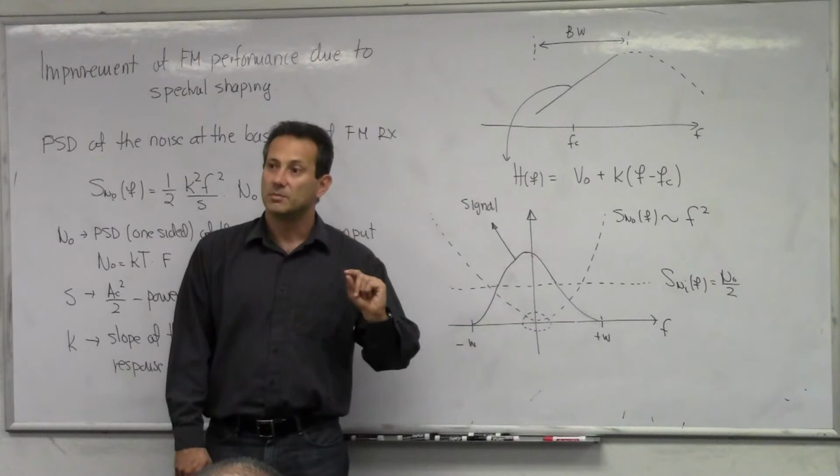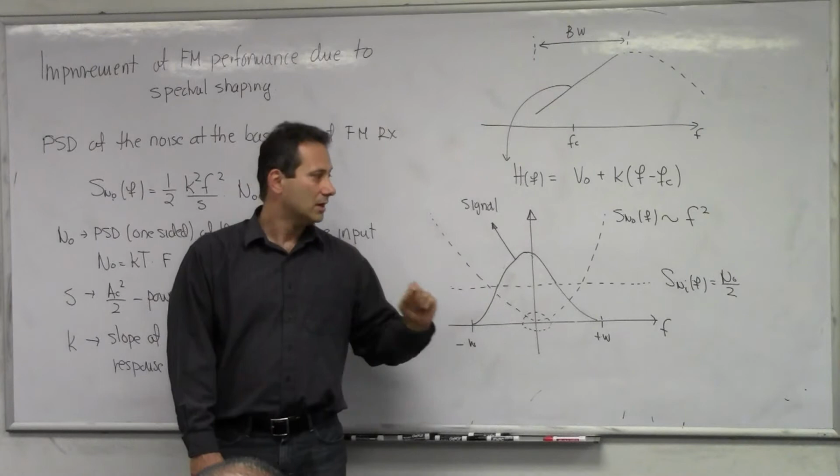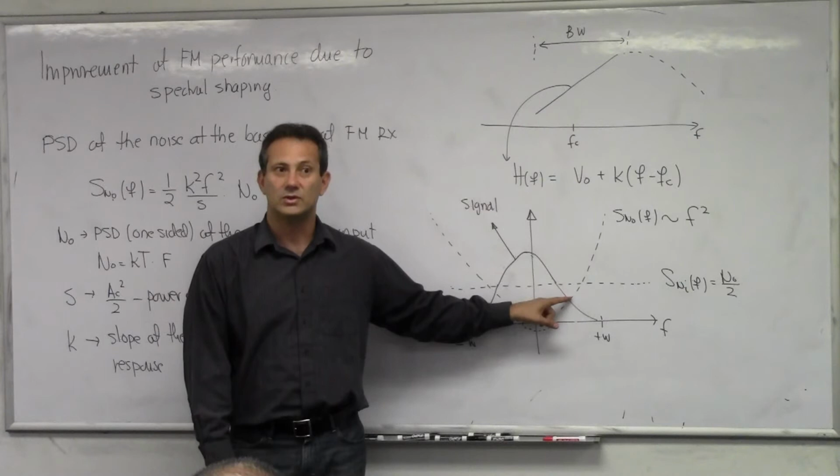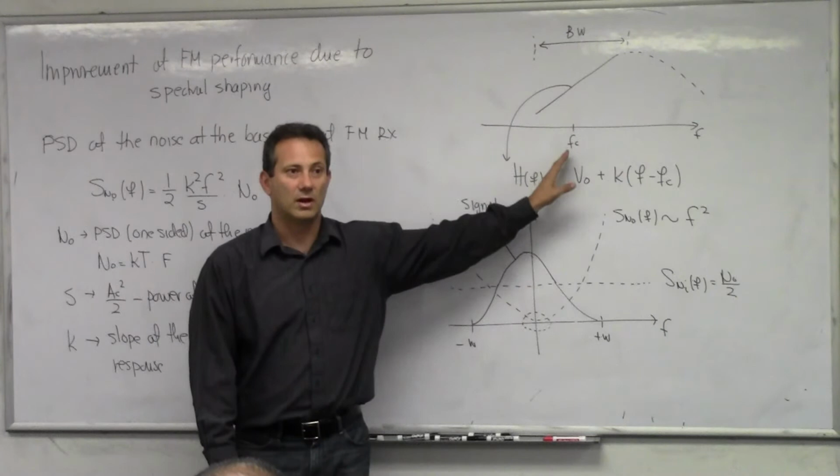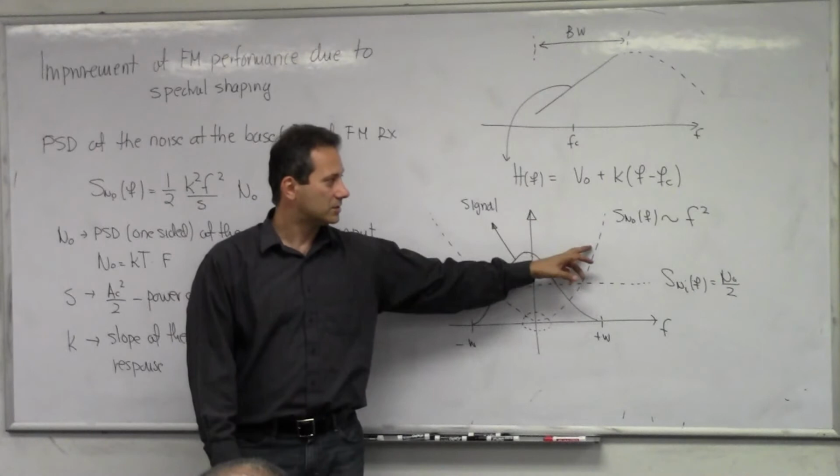But that's not the major thing that we're after here. The major thing that we're after here is to change the spectral shape of the power spectral density of the noise at the output. We don't want it to go like this. We want to curve it down, right? To somehow avoid this noise attacking the most vulnerable part of my signal.